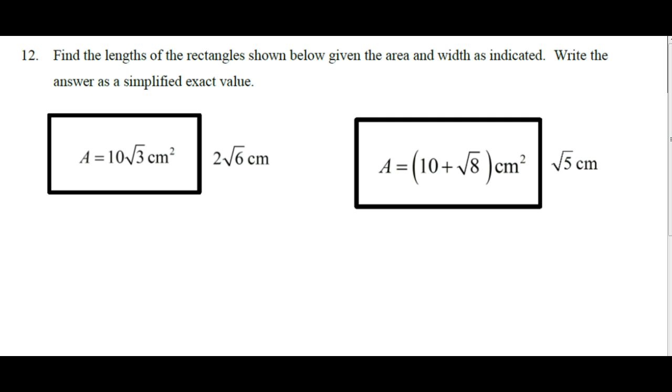Find the lengths of the rectangle shown below, given the area and the width as indicated. Write the answer as a simplified exact value.